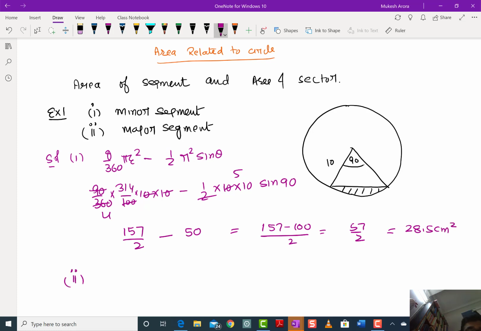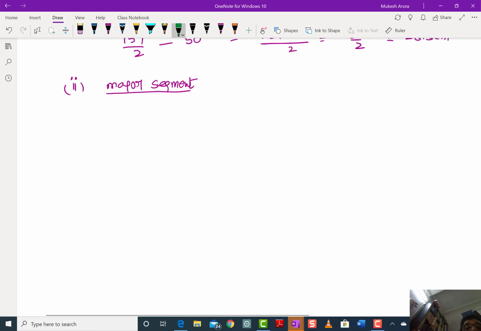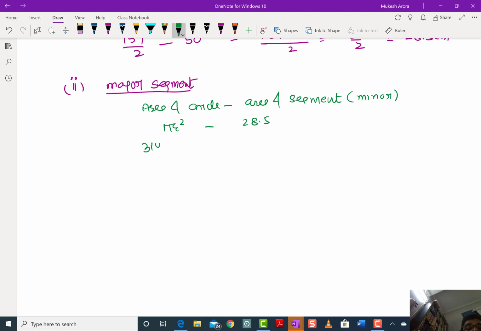Second part is major segment. Major segment is area of circle minus area of minor segment. Circle is pi r square minus 28.5, 3.14 by 100 into 10 into 10 minus 28.5. This cancels, so this will be 235.5 centimeter square.